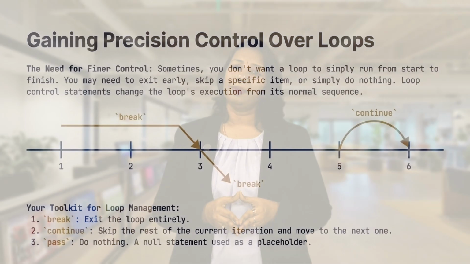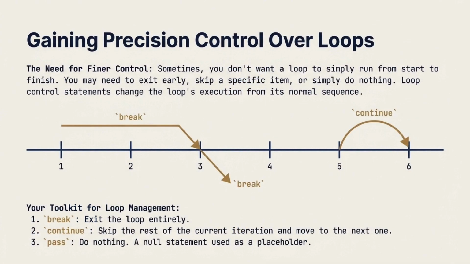Let's start with the break statement. The break statement is used to exit the loop entirely even if the loop condition is still true. Once break is executed, the loop stops immediately and the program continues with the next statement after the loop. In the diagram shown, the loop stops at step 3 because a break statement is encountered.